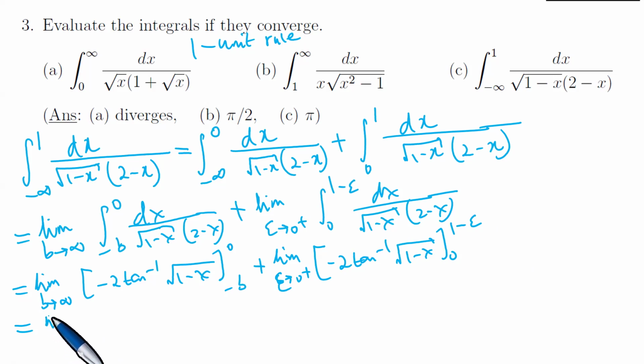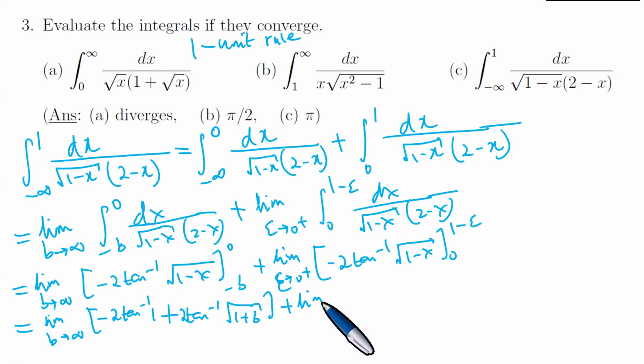Okay, now let's substitute the limits. Arctan, if you put 0 here, it's going to be arctan 1. Because there is a minus, then it's going to be plus 2 arctan. If you put in the place of x here minus b, it's going to be minus minus b, which is going to be positive, 1 plus b. The limit as epsilon approaches 0 from the right: in the place of x, you put 1 minus epsilon, but 1 minus 1 is 0, giving us only epsilon. Then 0 plus 2 arctan of 1.